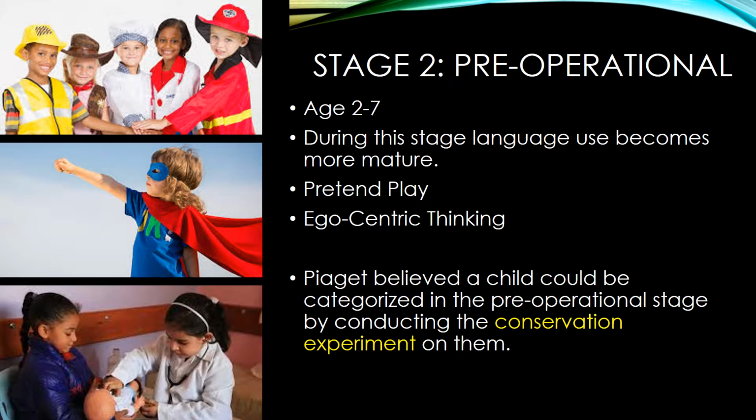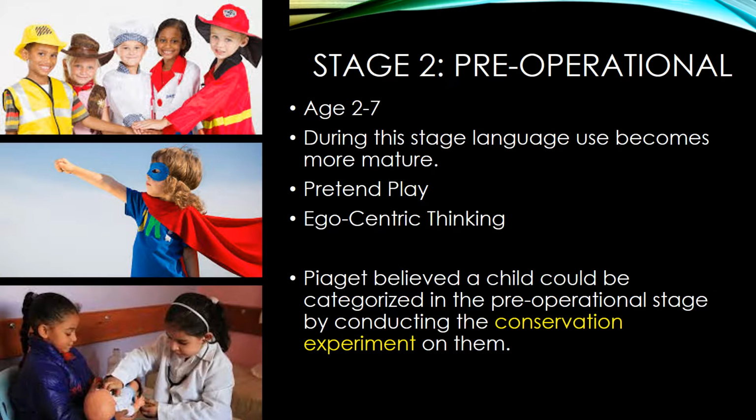Stage 2, pre-operational. This is between the ages of 2 to 7. During this stage, language use becomes more mature. Pretend play is more prominent with imagination, and the idea of egocentric thinking is present. Now, egocentric is not the same thing as arrogance. It is more along the lines of not being aware of their surroundings.